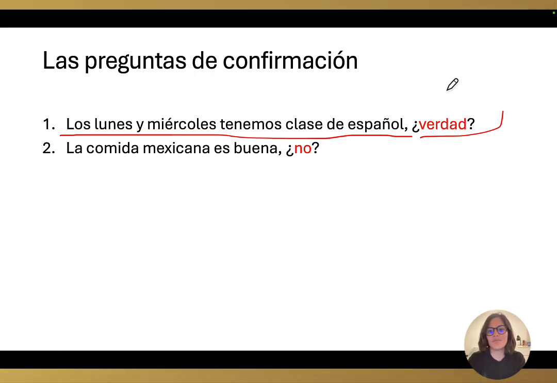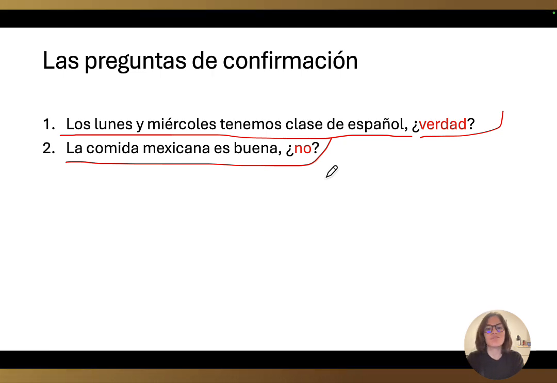Okay, and yes, verdad means right in this case. Luego, la comida mexicana es buena, ¿no? Same, the no, it's like this raised in tonality. You're gonna raise your tone at the end to make sure that people know that it's a question. So, la comida mexicana es buena.